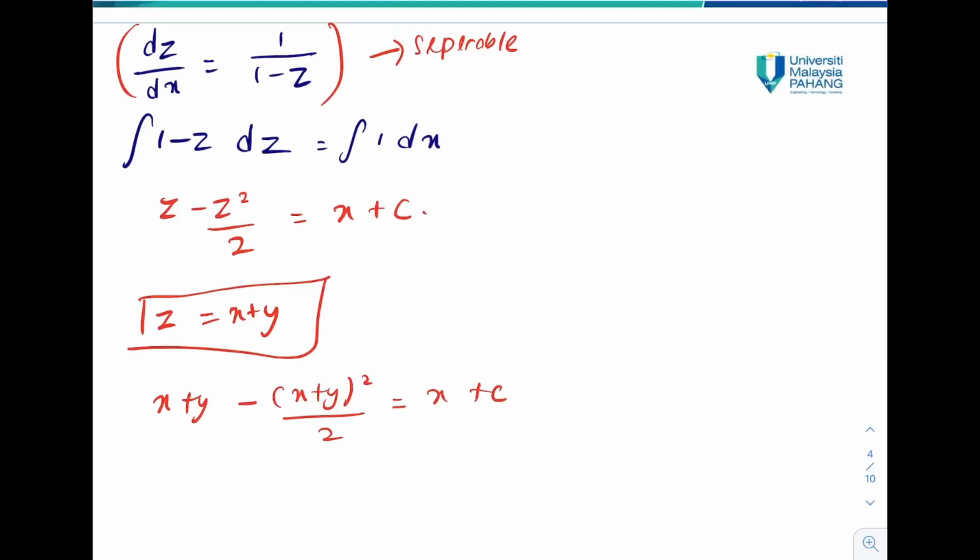I can say this one is the general solution, but remember, you have to simplify until you have the simplest presentation of answer. So y minus x plus y squared per 2 equals to c. So done. This is the answer.